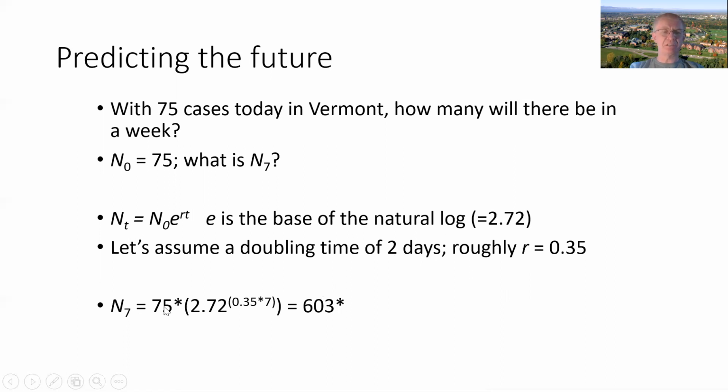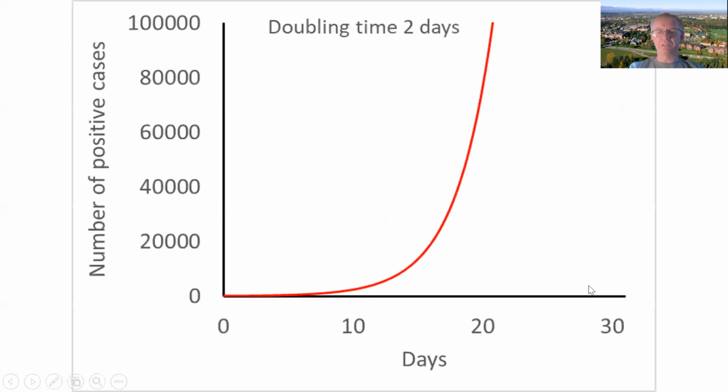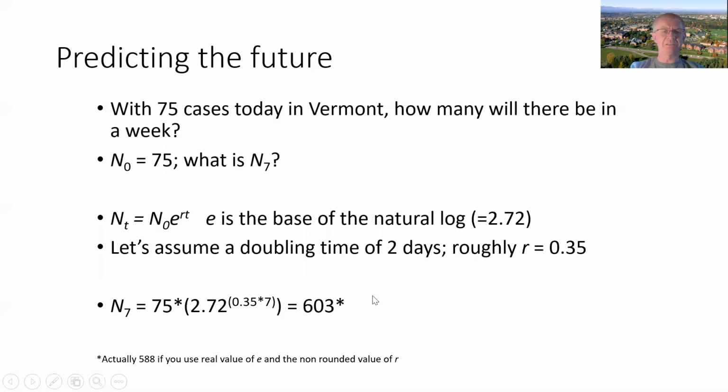N7 then is going to be 75 times 2.72 to the power of 0.35 times 7, which gets you to 603. If you have gone and done this using the EXP function, you'll get a number of 588 or something closer to that. It doesn't really matter. And you might wonder why I don't care about the difference between 588 and 603. It's because this is a model, and the model has its limitations. You know, it's ecological science. We're not going to get precisely at a good number. There's probably some number that'll be better, and a week from now, you can tell me what that number is.